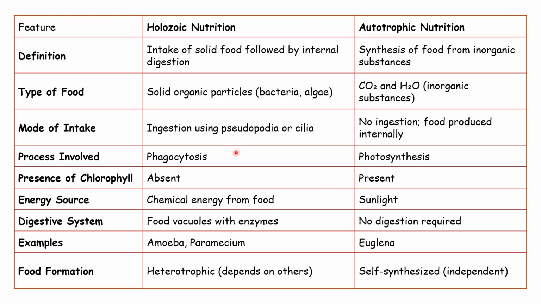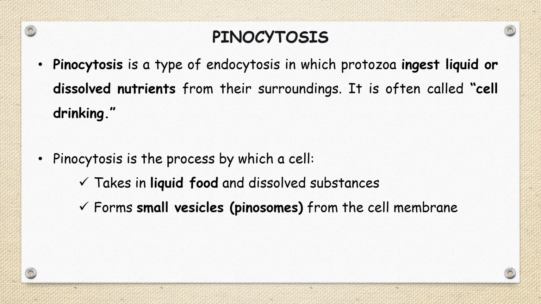For an example, in this process, phagocytosis is involved. That is how the food particles enter inside the protozoan body. On the other hand, autotrophic nutrition involves the photosynthesis process. So this is the comparison between autotrophic and holozoic types of nutrition.